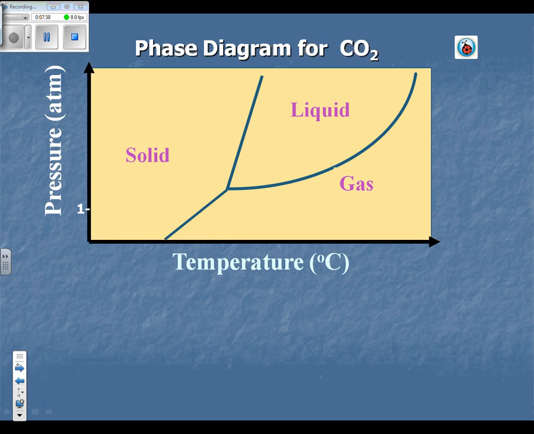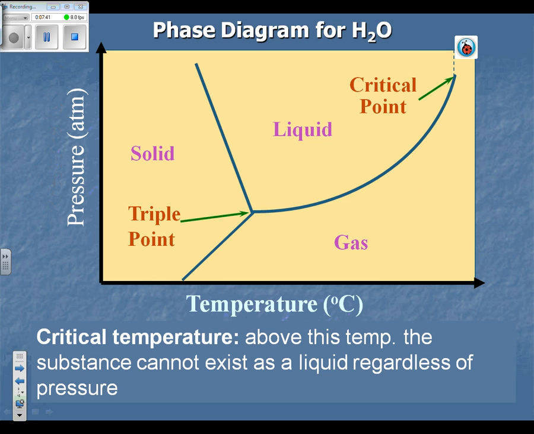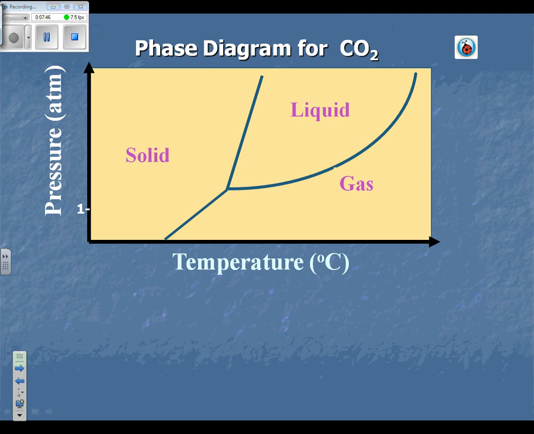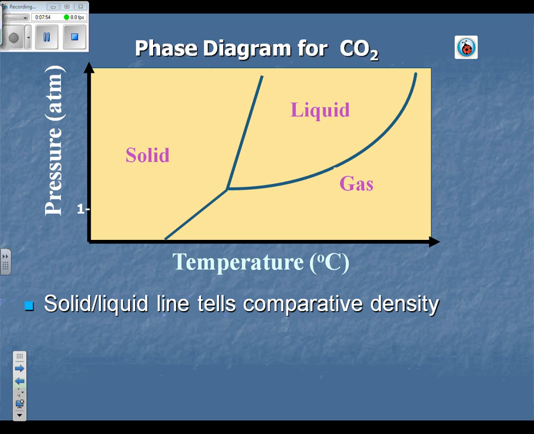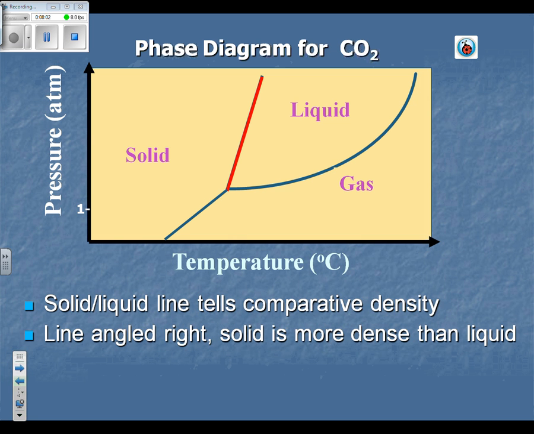Okay, now I'm going to back up, look at the diagram for water, and then I'm going to change it to a different substance. This is carbon dioxide. You see the difference in the shape of the Y. This one is a little more closed in. The solid-liquid line, which is now in red, tells us the comparative density. Because the line is angled to the right, the solid is more dense than the liquid. So most substances have a phase diagram that looks like this, with this line leaning to the right, because for most things, the solid is more dense than the liquid.